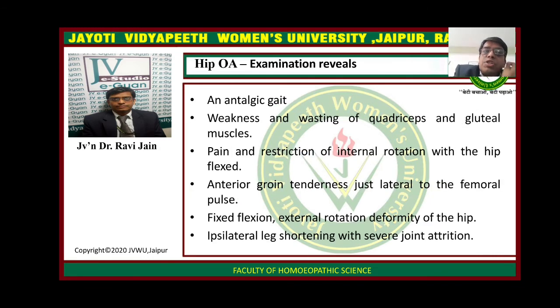Now, the examination of hip osteoarthritis reveals an antalgic gait, and weakness and wasting of the quadriceps and gluteal muscles. There is pain and restriction of internal rotation of the hip when flexed, and anterior groin tenderness just lateral to the femoral pulse. There is fixed flexion, external rotation deformity of the hip joint, and ipsilateral leg shortening with severe joint attrition.